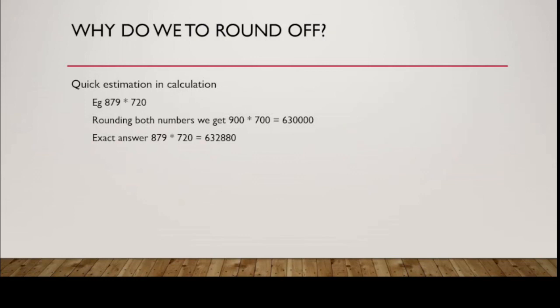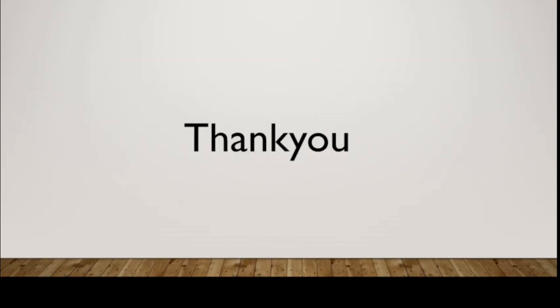Now what is the actual value? That's going to be 632,880. So you can see that there is just a difference of 2,880. Now how can we reduce this gap of 2,880? How can I reduce it further? You can round off to the tens place, so that's going to be 880 into 720 only. That's going to give you a closer estimation. This is called the process of estimation, and it helps you to calculate better and faster.